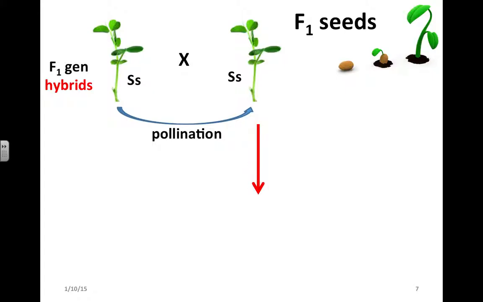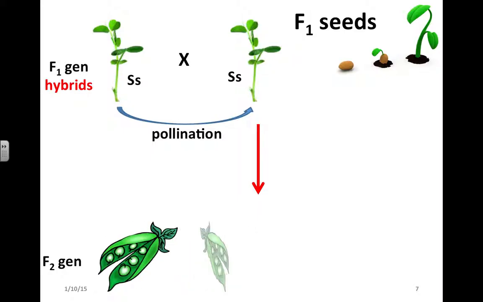And when this one then started producing pods that had seeds in them, he took those seeds and put them into the ground and let them grow up. This would be the second generation now, and that's called the F2 generation. And you need to write it just like you're seeing it on pages 6 and 7 here of the PowerPoint.